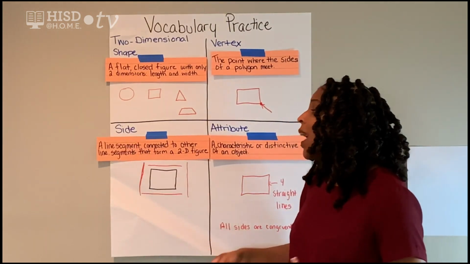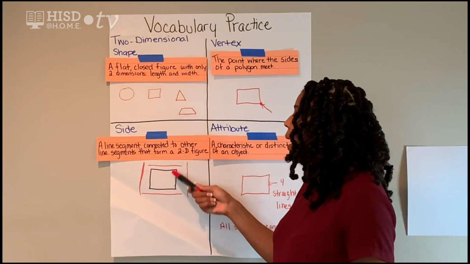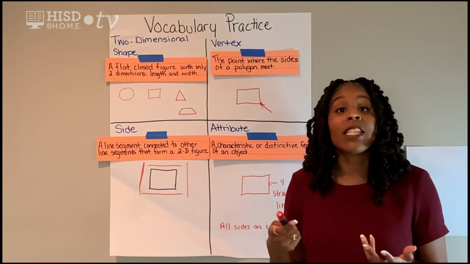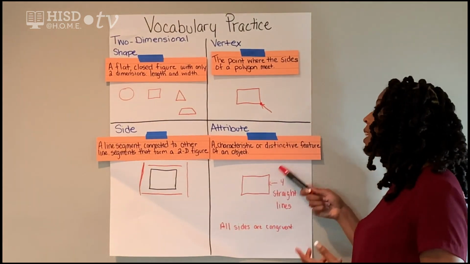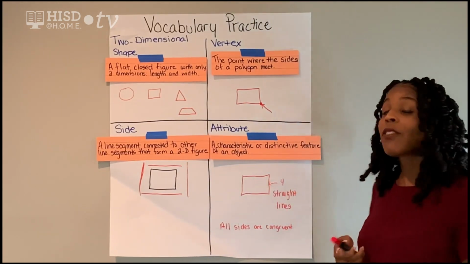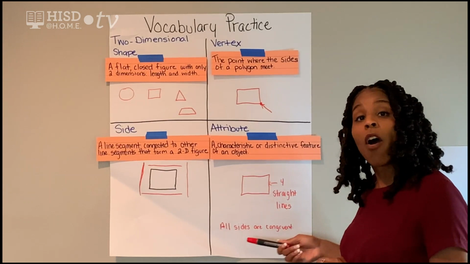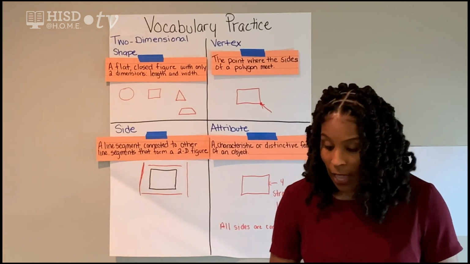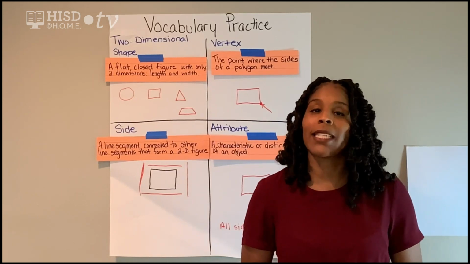Then we have side, a line segment connected to other line segments that form a 2D figure. I drew a square. I have a line here, a line across, and a line here. Those are considered sides. Then I have attributes, a characteristic or distinctive feature of that object. So that's basically me describing that object. I listed another square, and I listed two attributes, four straight lines, and all sides are congruent. Those are my two attributes of a square. Now, I want you to either pause the video or take a picture because you're going to be using a lot of your vocabulary throughout today's learning.